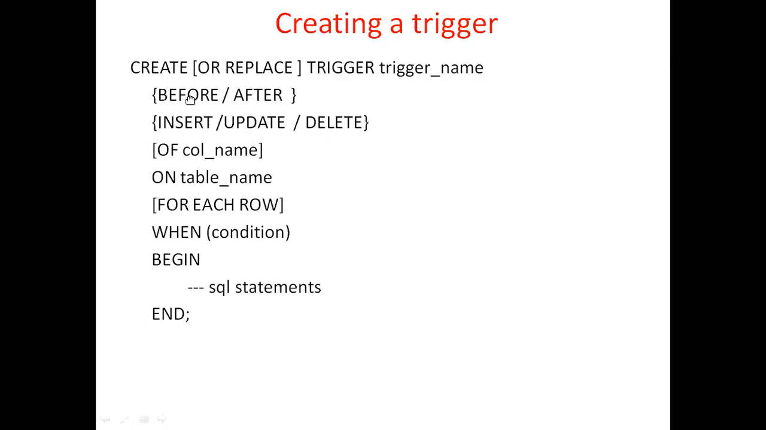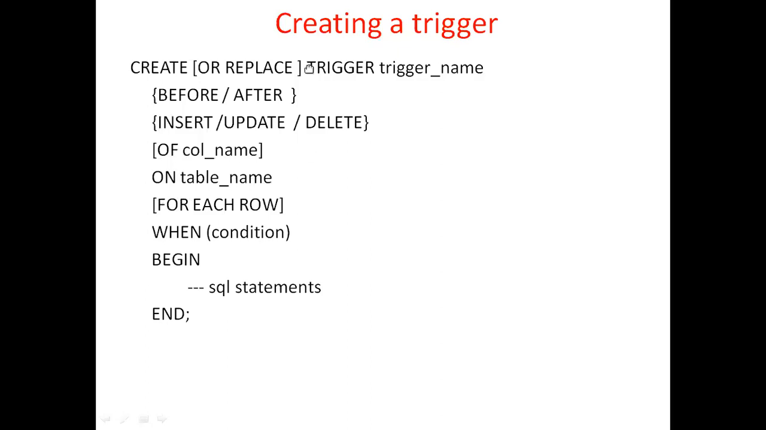You have to mention here, and you can mention only one, either before or after. If you're saying before, the trigger will be fired before any of the operations. If you're saying after, it will be fired and executed, invoked, whatever it is, after these operations. Then the trigger is set for some particular column or on the entire table. You can set that particular trigger on any one particular column of the table or on the entire table.